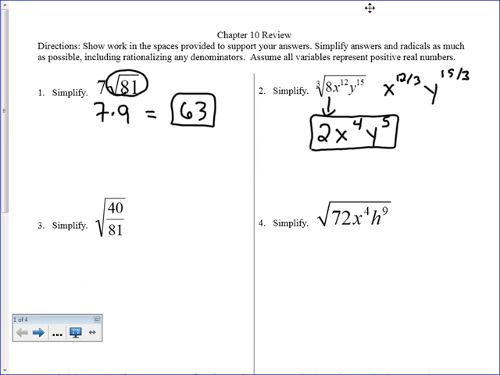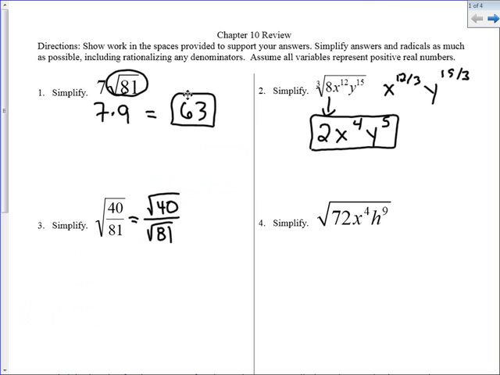Number 3 is going to be a little combination of 10.1 and 10.3. Simplify, but I have a fraction. How do I deal with a fraction when I want to simplify? Break it up. Look at the numerator and denominator separately. So I'm going to start by using my quotient rule to split that up. Then I'm going to simplify the numerator if I can, and simplify the denominator if I can.